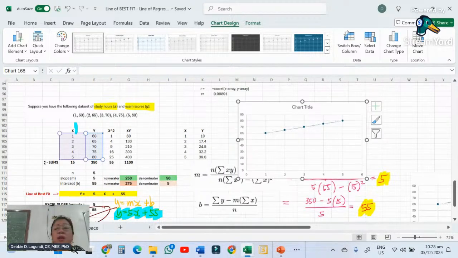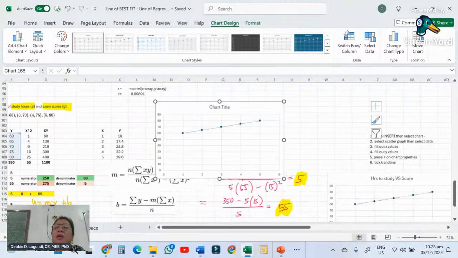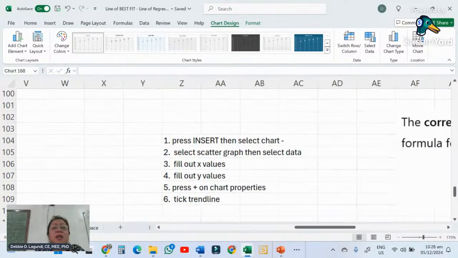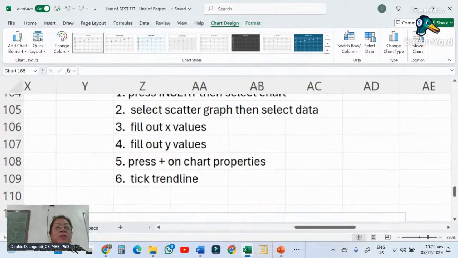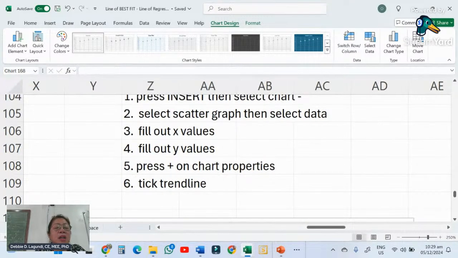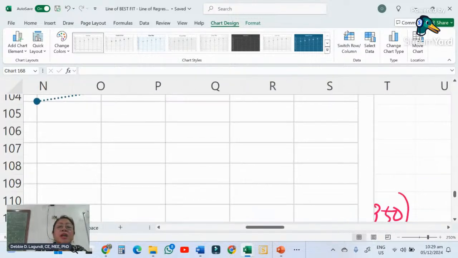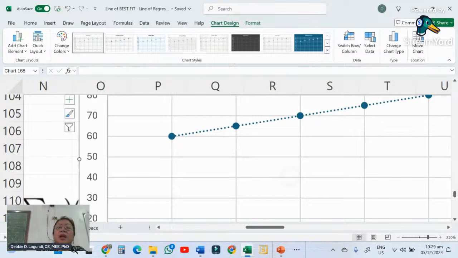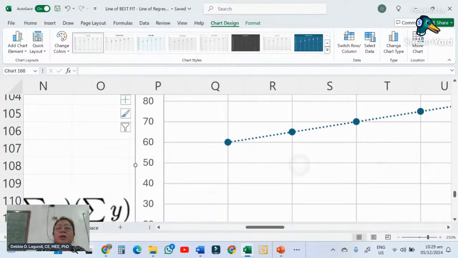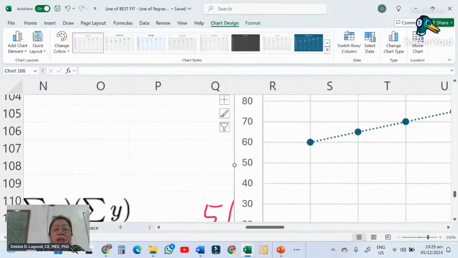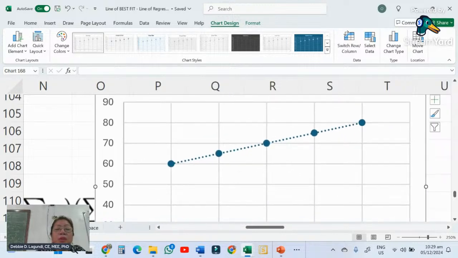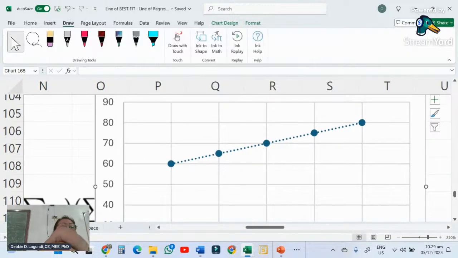I hope you have gotten the procedure very well. Here are the steps, okay? Insert, select the chart, select scatter graph, select the data, fill out the X values, fill out the Y values, and then press enter, tick the trend line, and that's it. The trend line is the line where we have determined its equation. So now it's a very straight line. Why is it a straight line?